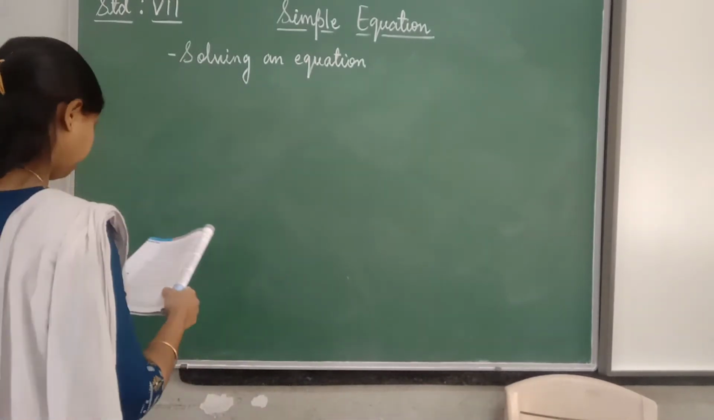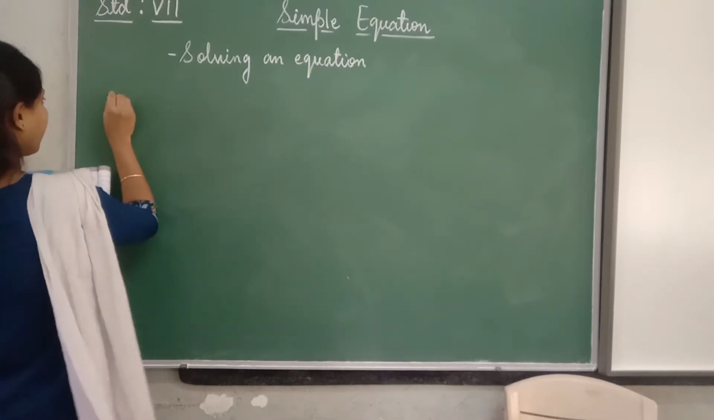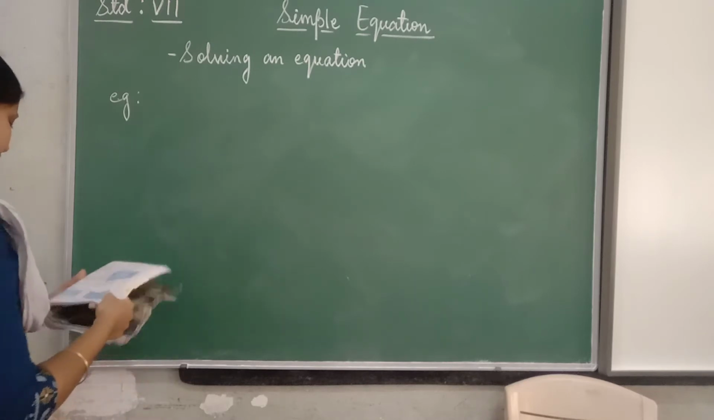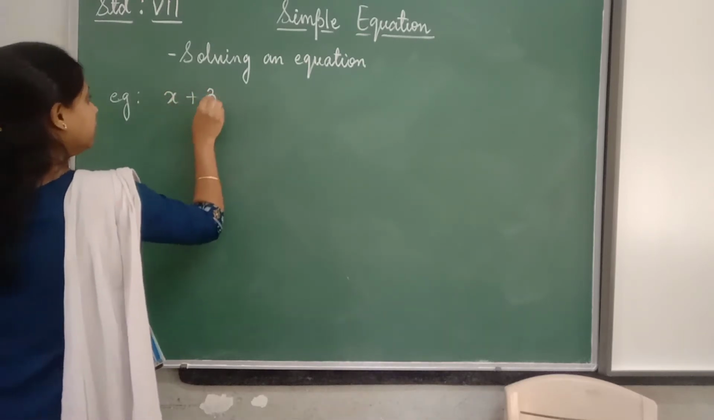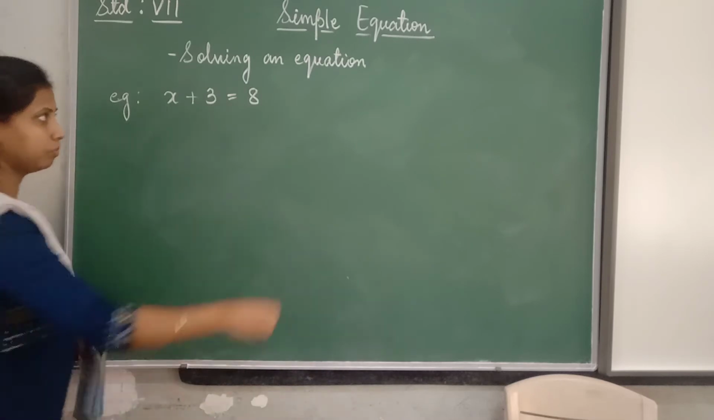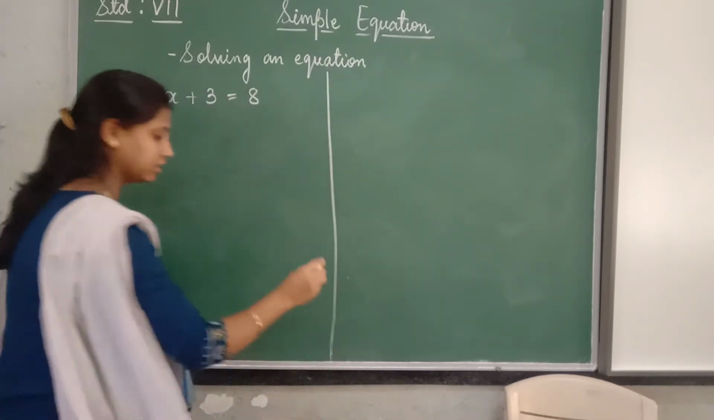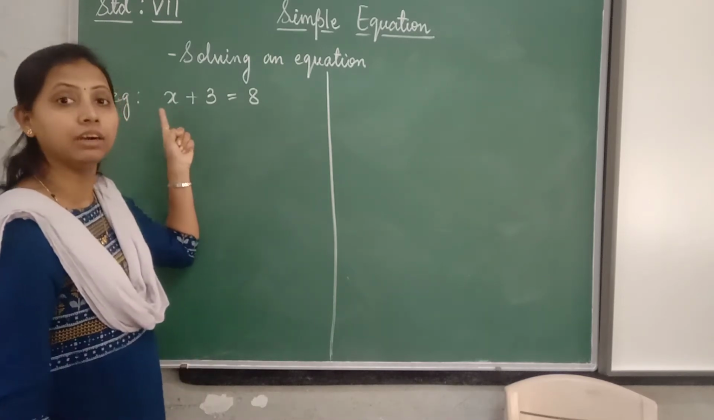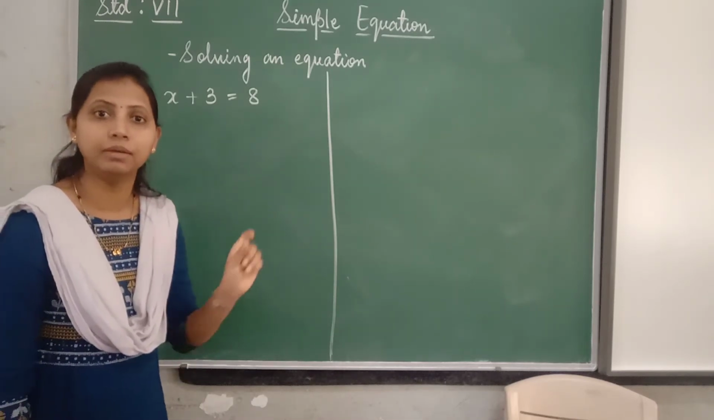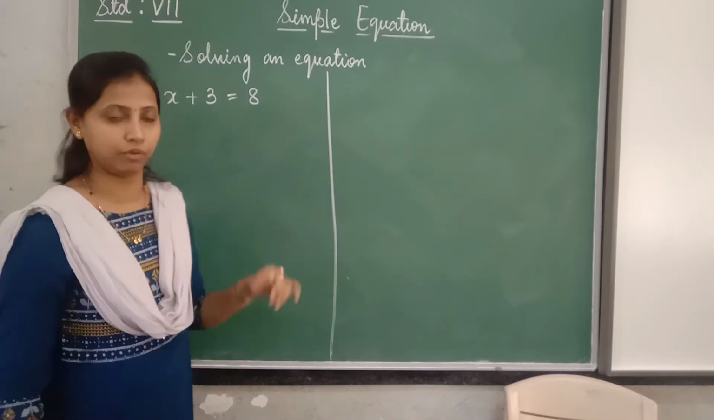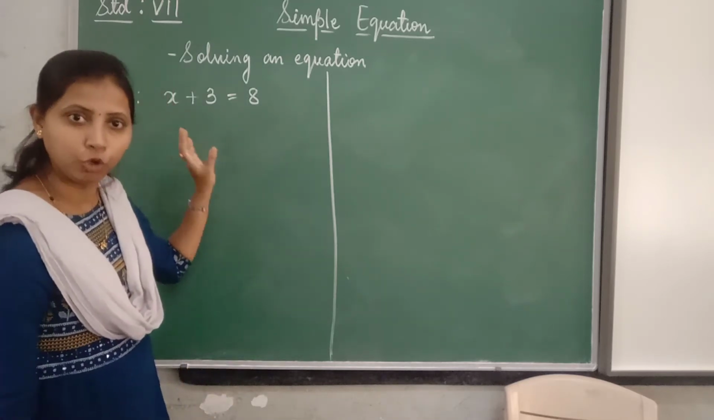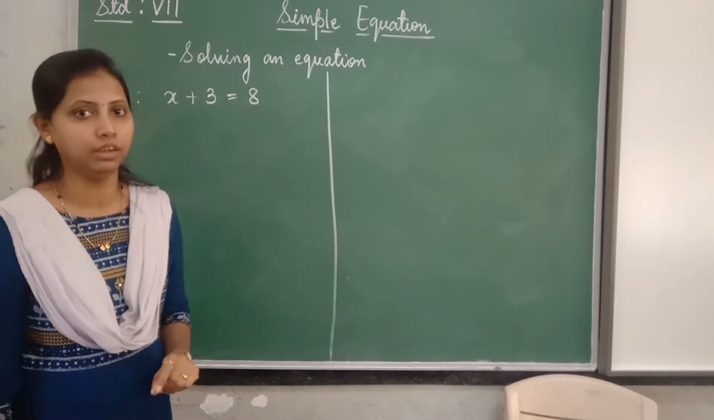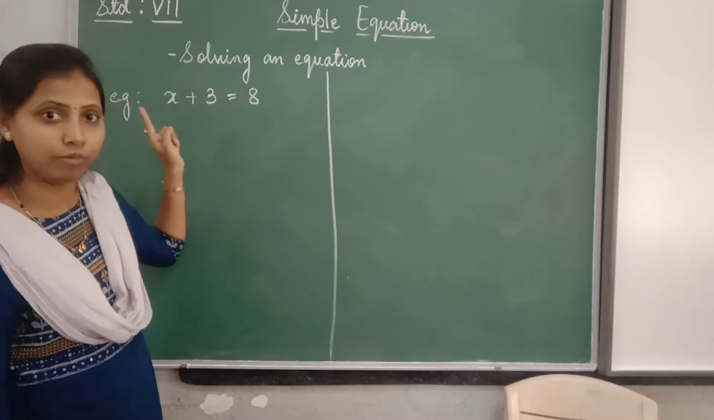Okay. So see, for example, consider an equation x plus 3 is equals to 8. How will you find the solution of this equation? So what do you mean by solution, children? You have to find a value of x such that LHS is equal to RHS. If you substitute that value of x here, you will get LHS is equal to RHS. That is called a solution of the equation. That is, you have to find the value of x here.